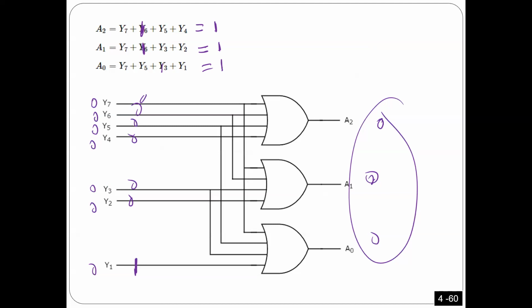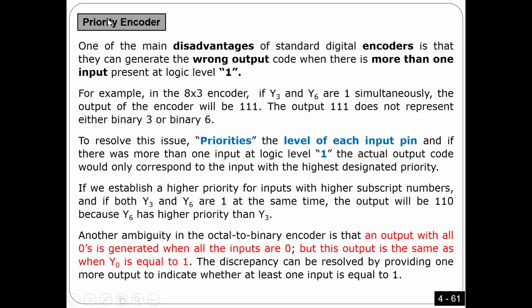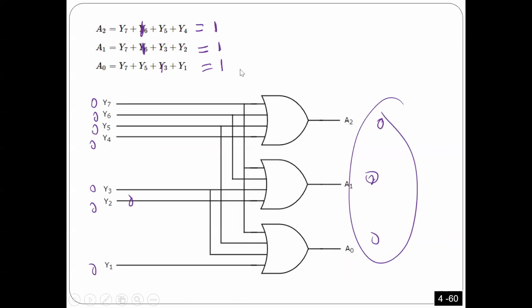We should have Y0 here, but in this design we don't need it, but that's okay. So it's the same thing if you have Y0 here is 1. How can I differentiate between that? That's what we call a priority encoder. The purpose of the priority encoder is to fix these two problems. Again, there is a problem when all inputs are zeros. I should not get zero.